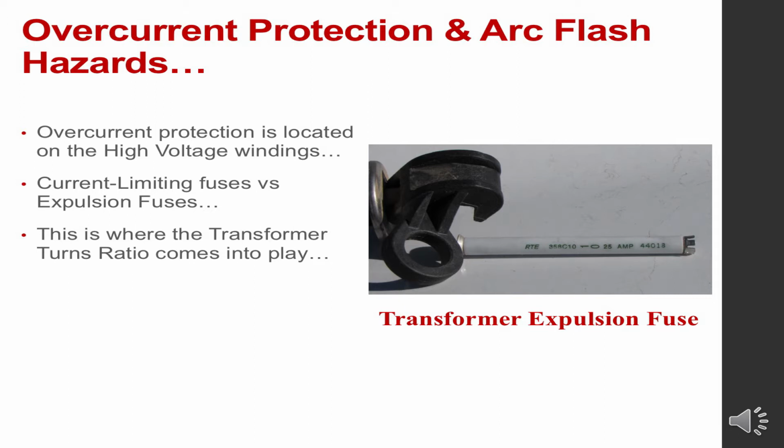Typically, if the transformer has both associated with it, the current limiting fuse will protect the transformer on the high voltage side, and the expulsion fuse will protect it on the low voltage side. I'll give you some slides on that in the next couple of slides. So there's something called transformer turns ratio that you must understand here. We'll get through this subject and I'll hand you back over to Bhanu. Let's go to the next slide.